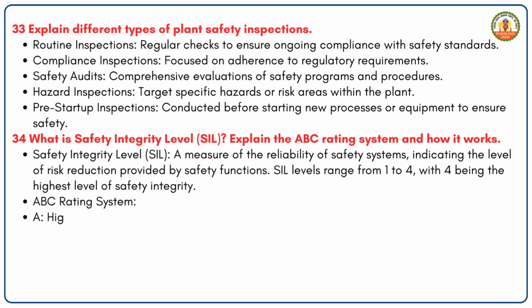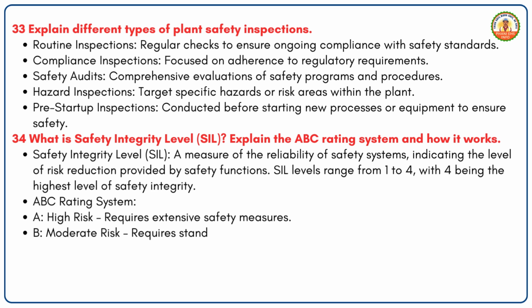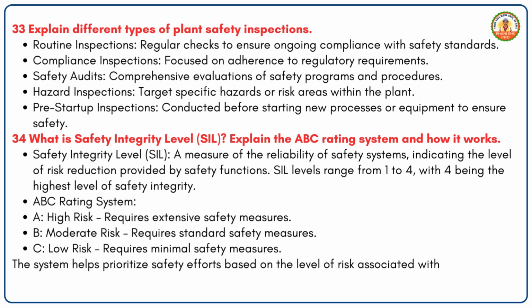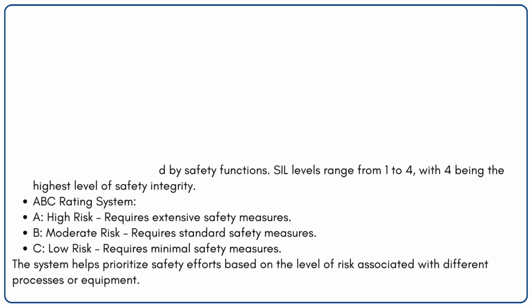ABC rating system. A: high risk, requires extensive safety measures. B: moderate risk, requires standard safety measures. C: low risk, requires minimal safety measures. The system helps prioritize safety efforts based on the level of risk associated with different processes or equipment.